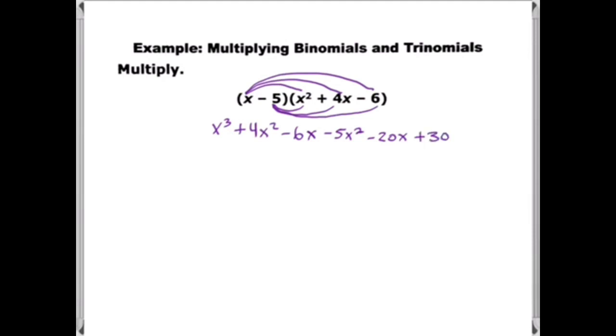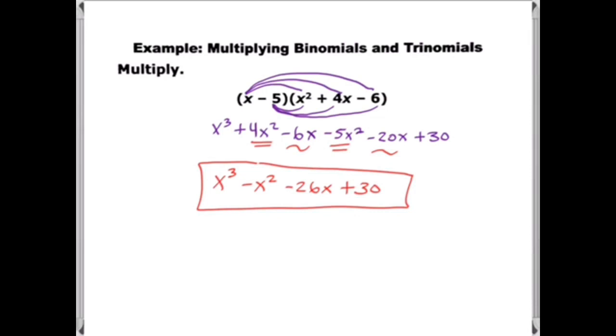So the next part of this is combining like terms. So I only have one x cubed, so it stays x cubed. I've got 4x squared and negative 5x squared, so that becomes negative x squared. I've got negative 6x and negative 20x, so that becomes negative 26x. And then I've got the 30, so I add 30 at the end. So I end up with x cubed minus x squared minus 26x plus 30.